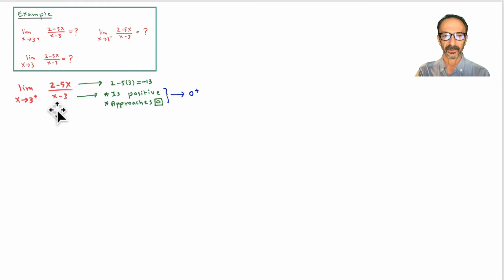Down here, you're approaching 3 from the right, so you can't use 2.9 like in the last example. You're going to use something like 3.01 and 3.001 and so on. So 3.01 minus 3 is going to be positive. So you're going to approach 0 in the denominator, but it's going to be positive. So numerator is negative 13 or approaching negative 13. Denominator is positive, so you have negative over positive, but the denominator is getting close to 0. So our limit is negative infinity. Negative over positive is negative. The denominator is getting close to 0, so the answer is negative infinity.